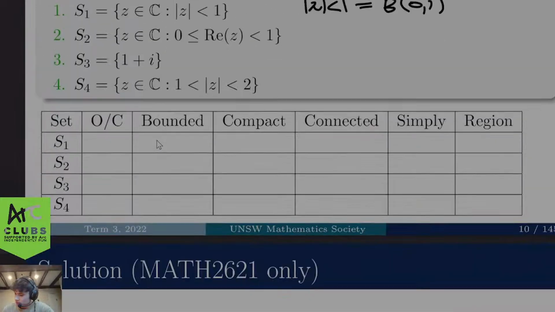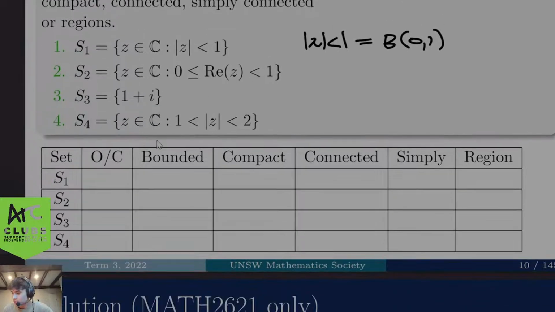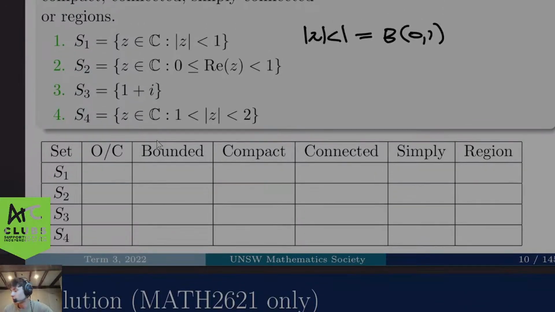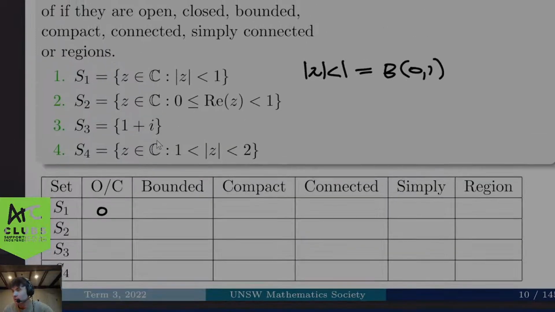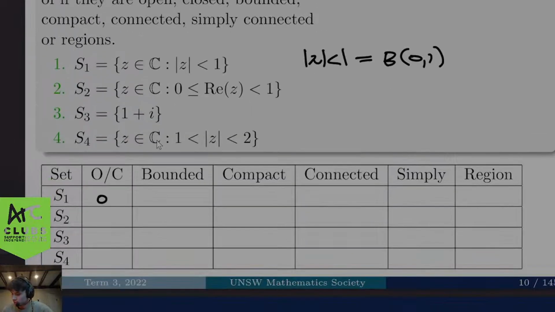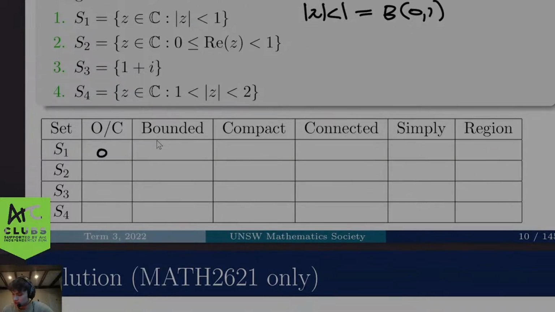This corresponds to the open ball centered at the origin with radius 1. Is it open or closed? Well, we know that it's an open ball, so it has to be open. That means that all of its points are interior points. Is it bounded? Yes, it's clearly bounded because you can just take any larger ball centered at the origin and it'll be contained within it.